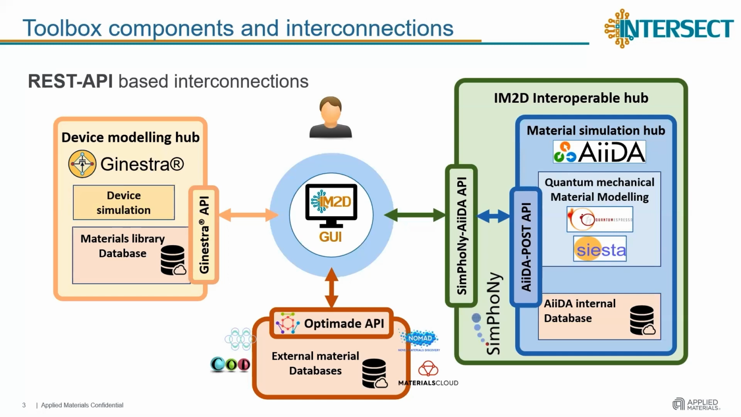IM2D is divided into a GUI and two separate hubs: the interoperable hub that manages the material modeling on the right, mainly driven by AIDA, and the device modeling hub that is represented by Ginestra on the left. Since Ginestra is a commercial software property of Applied Materials, it cannot be distributed and used under the same conditions of the other components. So that's the reason why we keep them separate.